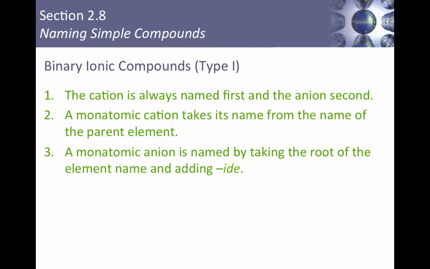We spent a significant amount of time on this last year, so I don't want to spend too much time on the naming this year. I will continue to stress that you must know the names of your ions. It needs to be second nature. Point 2 says the monoatomic cation takes its name from the name of the parent element. And 3, the monoatomic anion is named by taking the root of the element name and adding "-ide". So we're going to go through some examples.